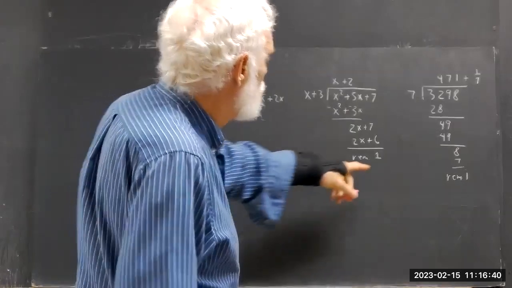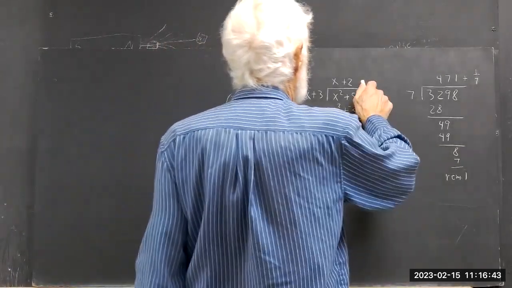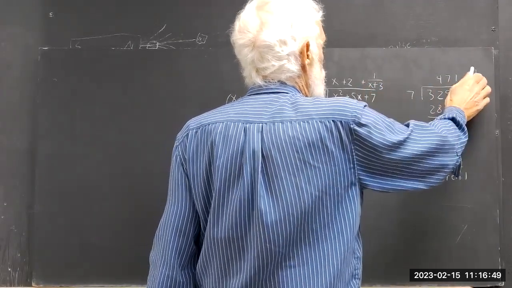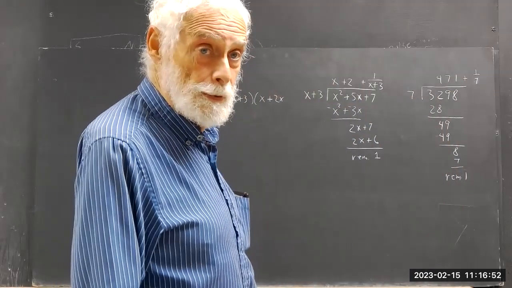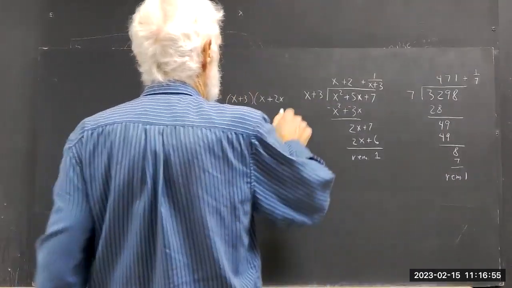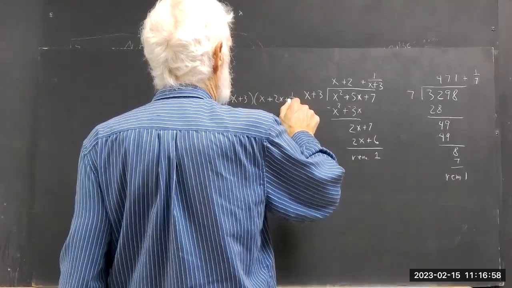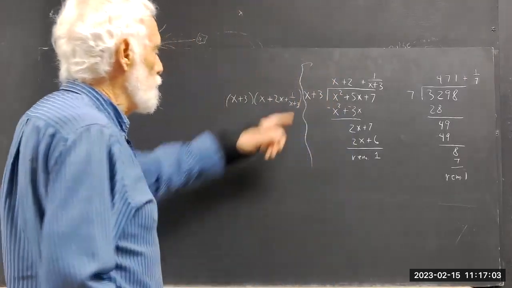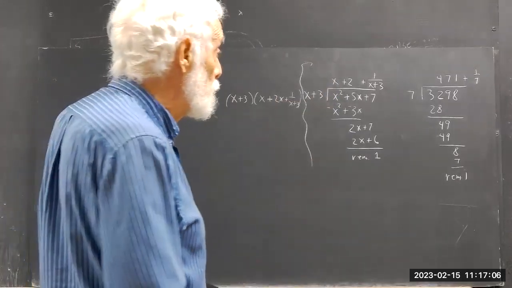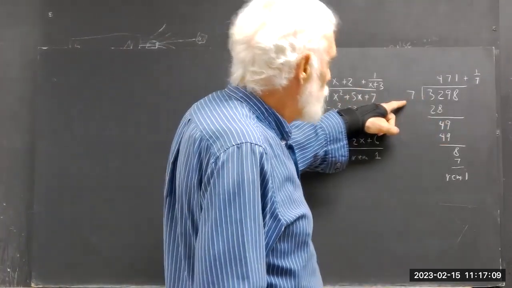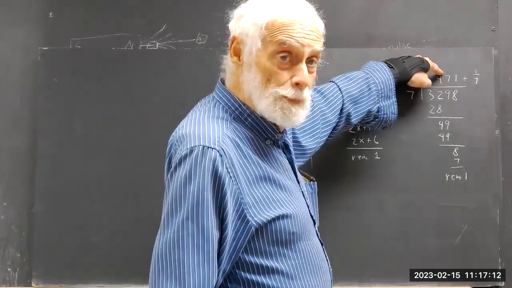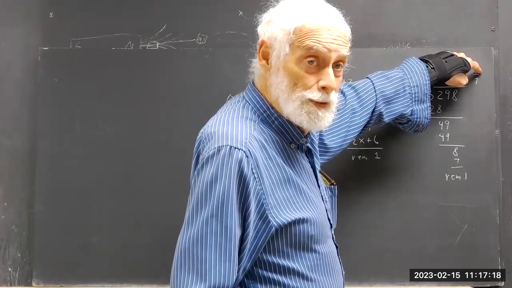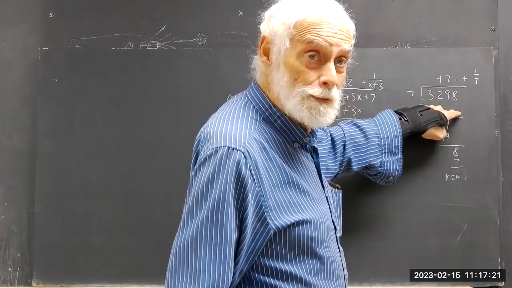Now, what do I do with that remainder of 1? Well, I say this is plus 1 over x plus 3. It's analogous to the way I do plus 1 over 7 here. By doing this, of course, what does it mean? For this to divide into this many times means if I multiply 7 by 471 and 1/7, I better get 3298. Okay.